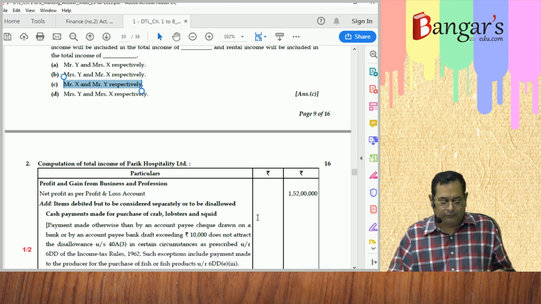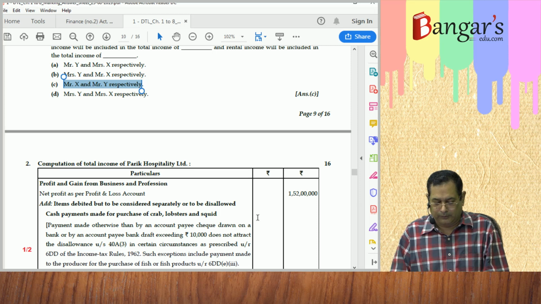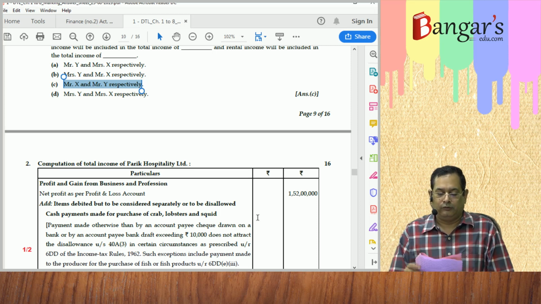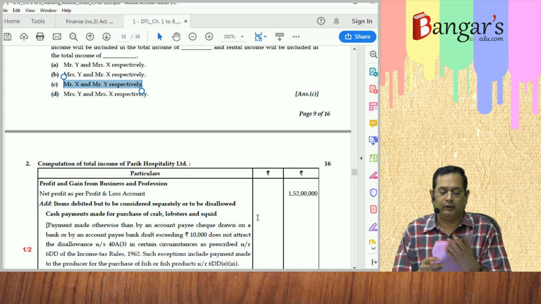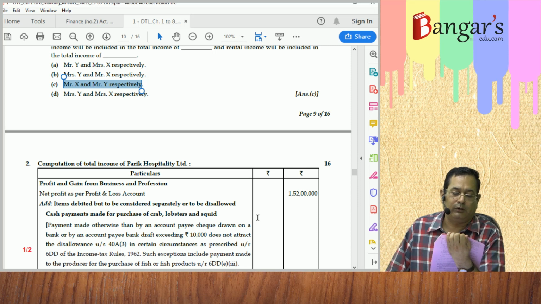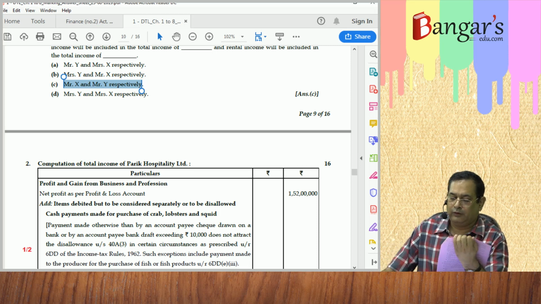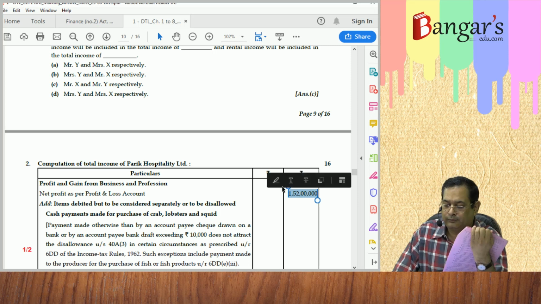Now the question number second, we are discussing the mock test paper. Now question number second, we'll be discussing one by one every point here. The question number second was, Mr. Parikh Hospitality Limited is engaged in the business of running hotels of 3-star category. The company's statement of profit and loss for the year ending 31st March 2019 shows a net profit of rupees 152 lakhs. So net profit is rupees 152 lakhs.